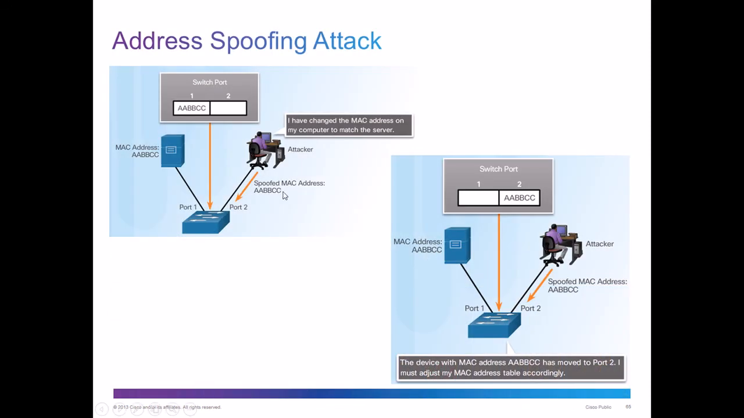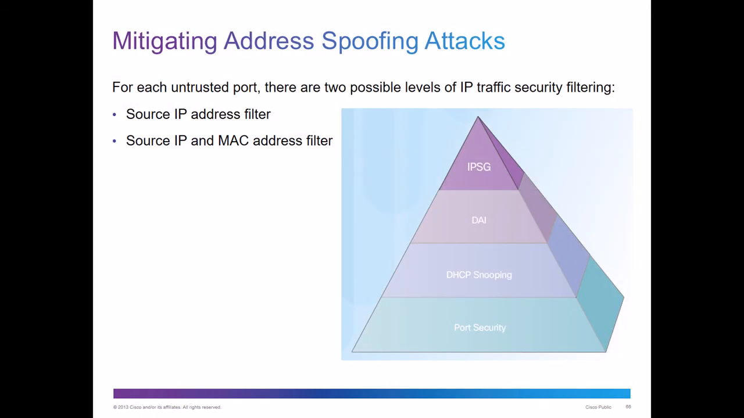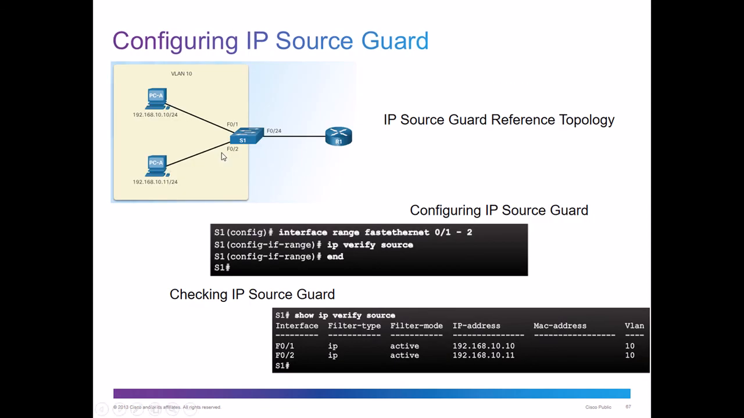Now, address spoofing is where somebody uses someone else's MAC address to pretend to be someone else, and you can put that in the MAC address table. So, again, you want to use the IP source guard. If you change your source MAC address to something else, then the MAC address table is going to think it's you. So you want to make sure that we can filter the source IP and the MAC address. This is how you can configure the IP source guard.